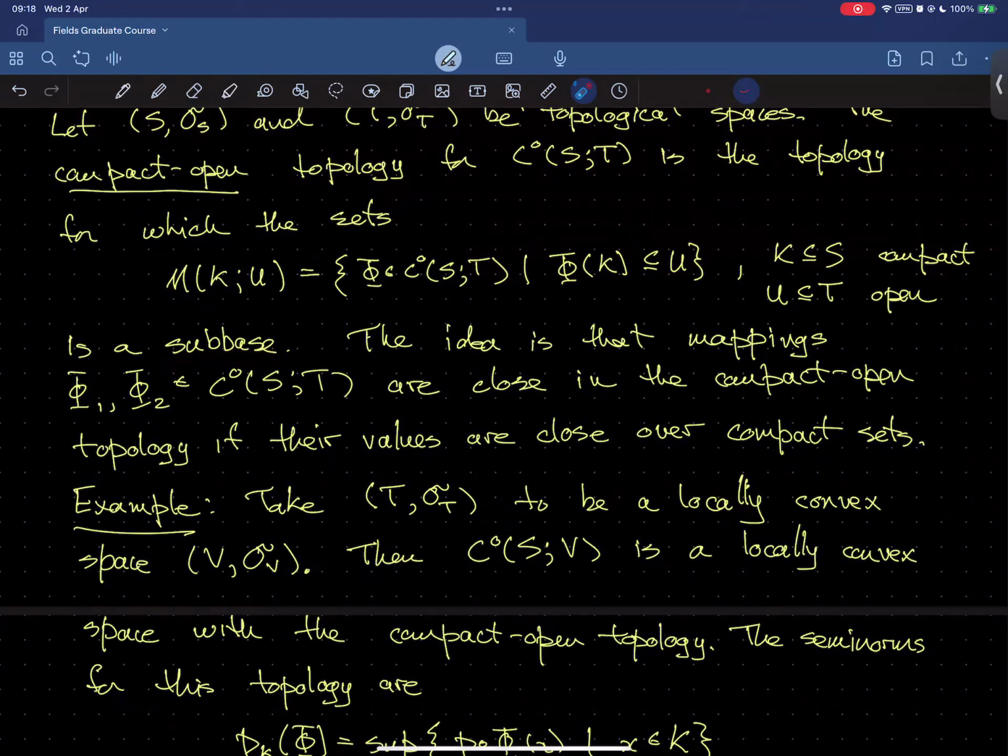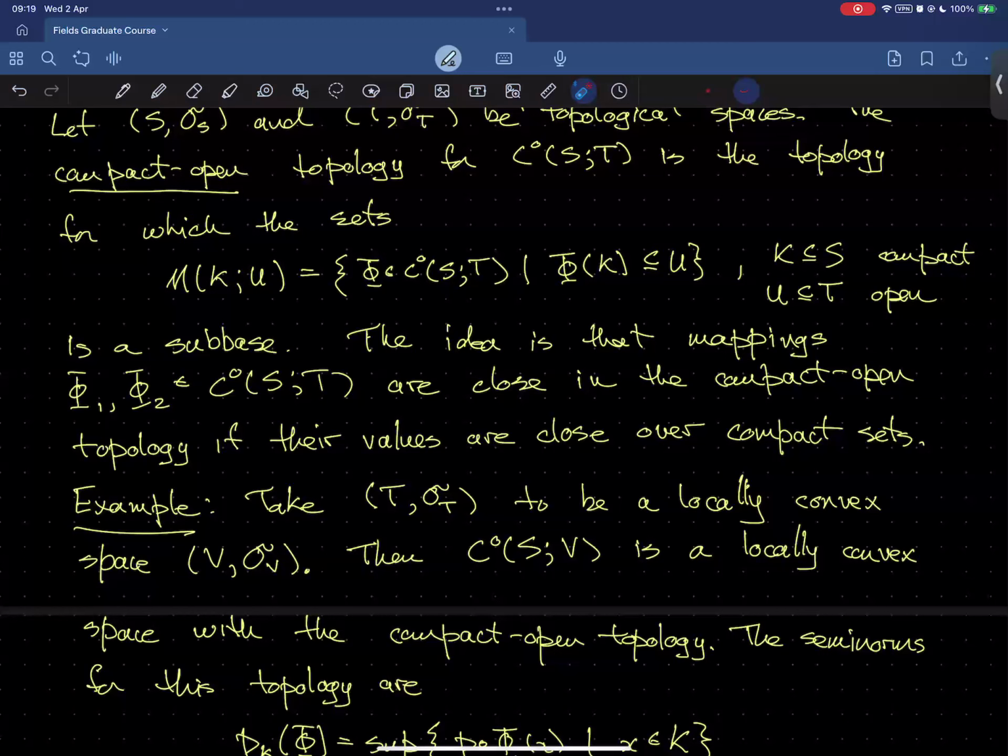A base is a collection of open sets whose unions form the collection of all open sets. And a subbase is simply, again, a collection of open sets for which finite intersections of those things form a base. So you start with finite intersections, and then you can take arbitrary unions of those finite intersections. Right? So that's a base and a subbase.